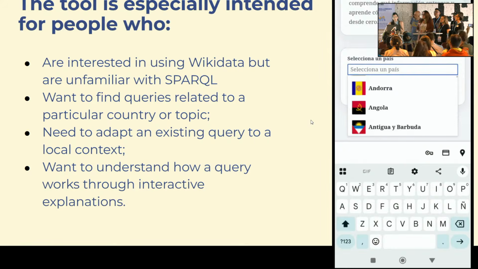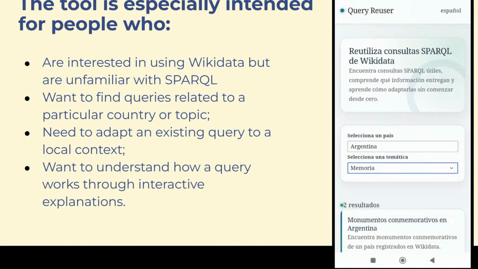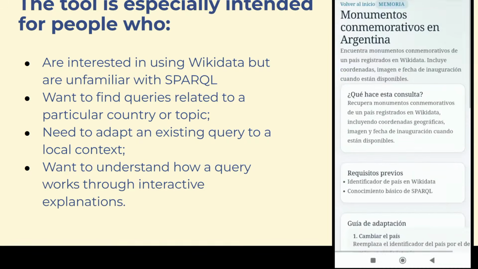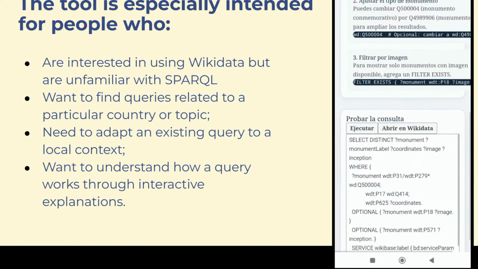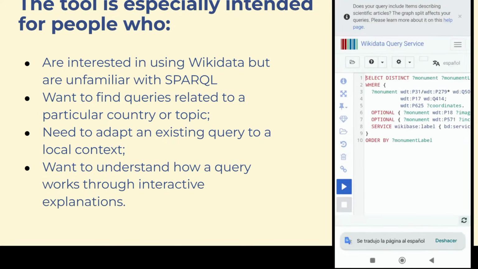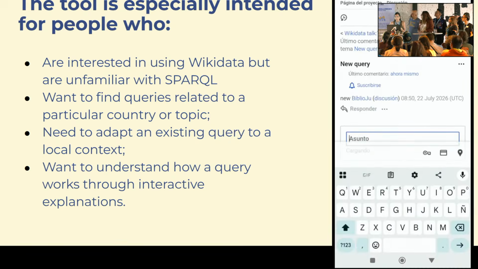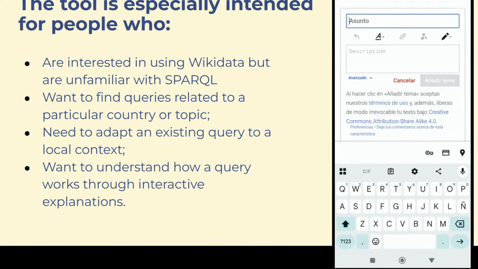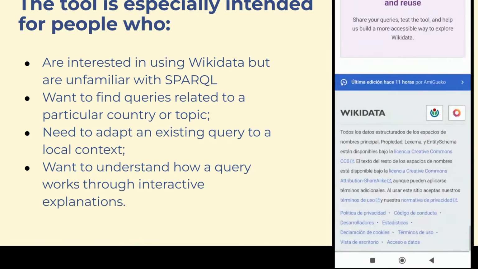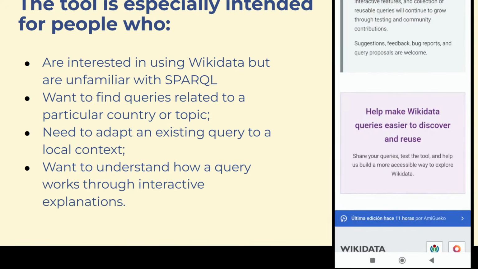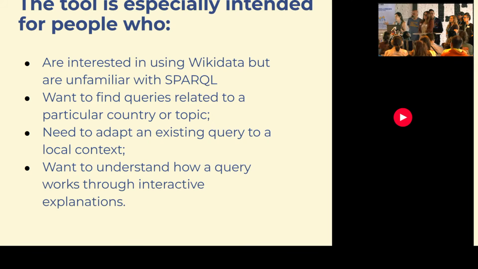where you can select a country, for example, or some theme, and you can explore some queries. For example, here you have monuments from a country, and the tool says this is the part that you have to change, or all of the part you have to change, and you can go to Wikidata and change that part. And this tool is specifically intended for people who are interested in using Wikidata but are unfamiliar with SPARQL. If you want to find queries related to a particular country or topic, if you need to adapt an existing query to a local context, or if you want to understand how a query works through an interactive explanation.